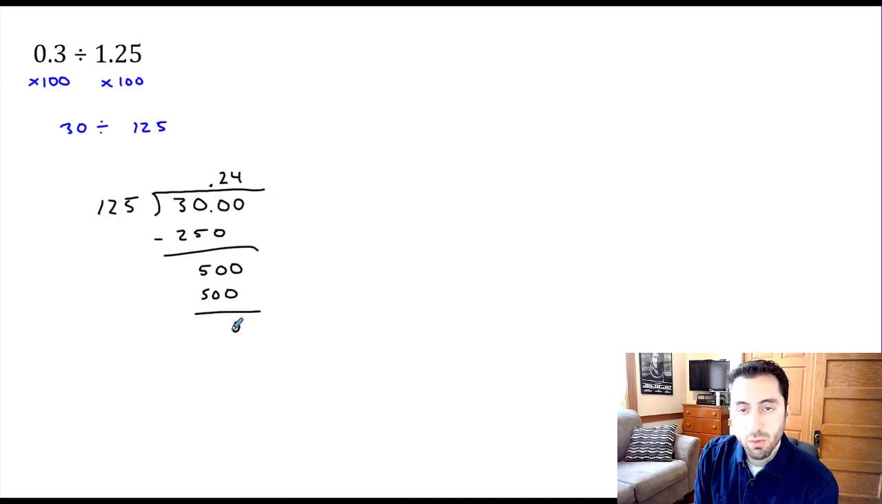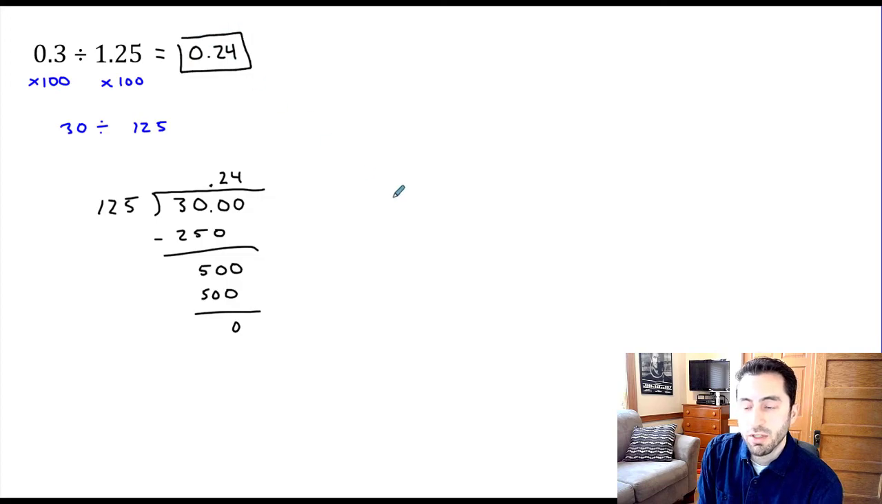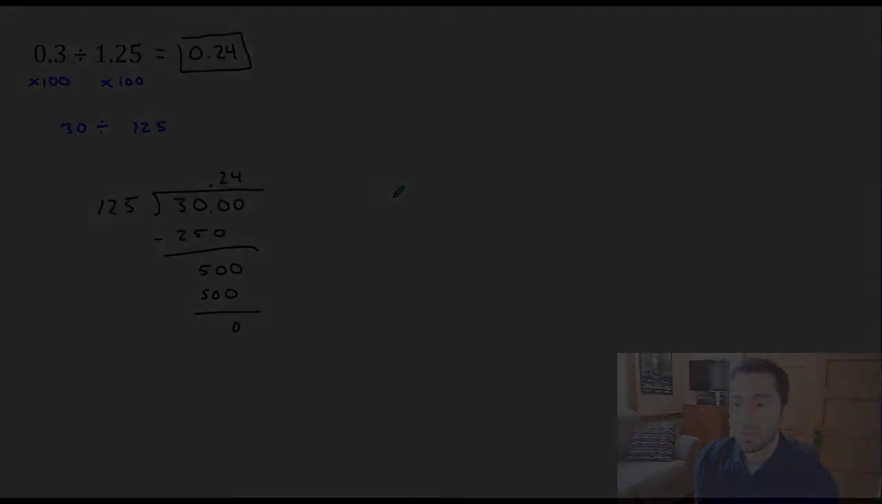If my remainder here wasn't 0, I would just need to keep repeating this process until we do end up with a remainder of 0. So our final answer then, 0.3 divided by 1.25, my answer is 0.24. So that's using long division to divide our two decimals.